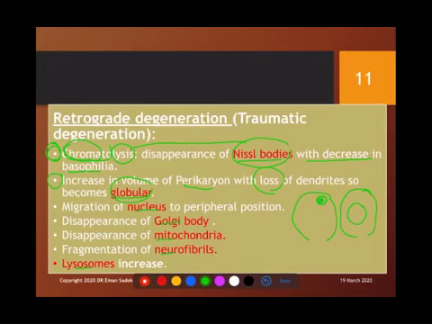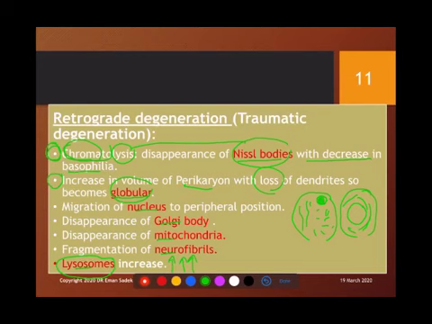As regards the Golgi, disappear. As regards the mitochondria, disappear. As regards the neurofibers that were supporting the shape of the cell, these neurofibers will be fragmented into smaller pieces. No more support or maintenance for the shape of the cell. But the only organelle that will be increased will be the lysosomes. Why? To eat all these products of degeneration. This one will increase. All of the other things are showing drop in the function except the lysosomes.